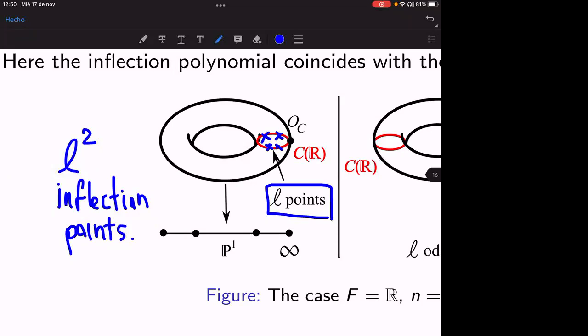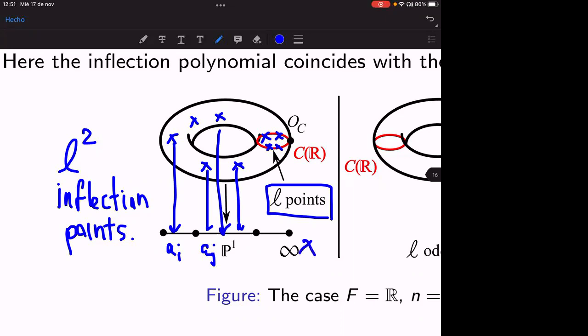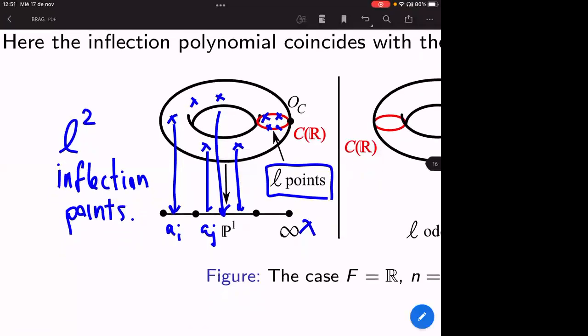But in some sense, what the inflection polynomial is doing for you is projecting them to the line. And then you look at their coordinates and form the factors of the local coordinate x with all these projections, and solving this inflection polynomial tells you information about the fiber over which the inflection points lie, right?